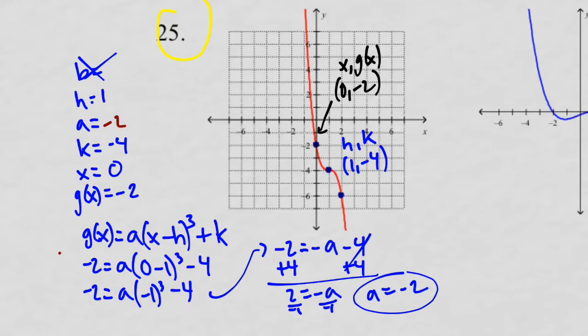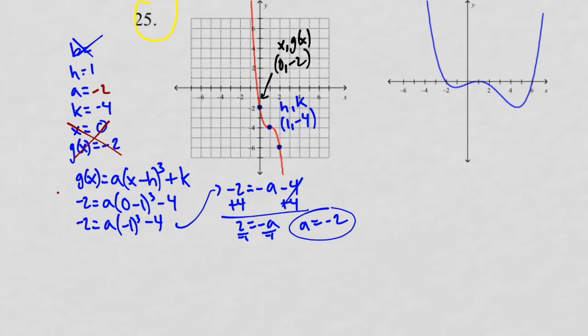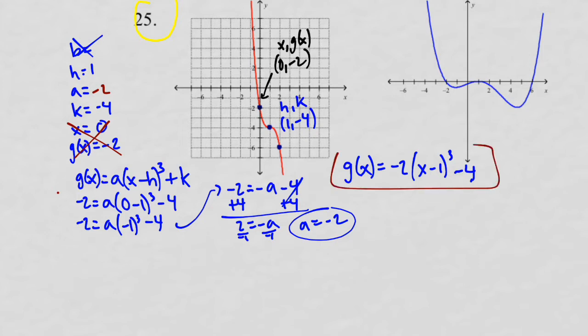Plug those in into your general form except for X and G of X, and you are done. So it's going to look like this. G of X is equal to A, -2, times X minus H, X minus 1, cubed, plus K, minus 4. There you go. That is the function for that graph.